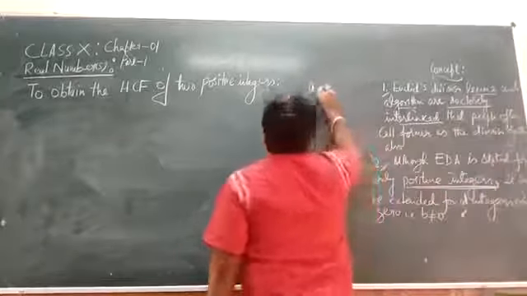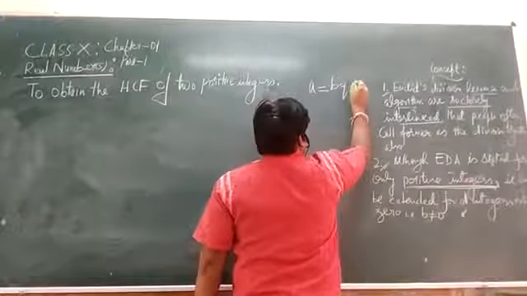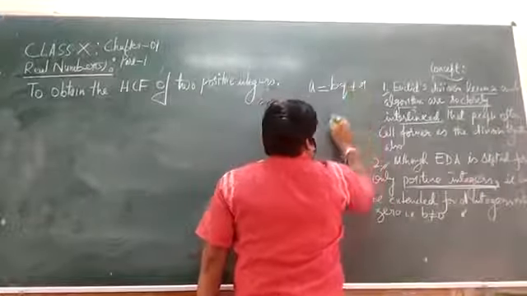Means, you know, this is a is equal to bq plus r, and then the relation r is less than b, or r is equal to 0, but this b is not equal to 0. So these are the two concepts that are there.